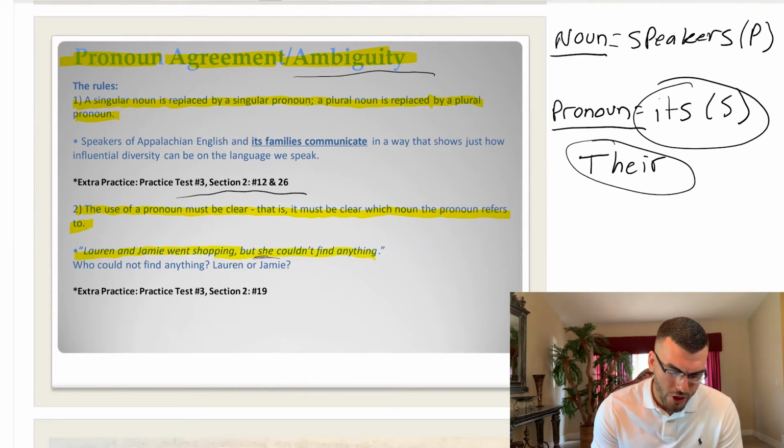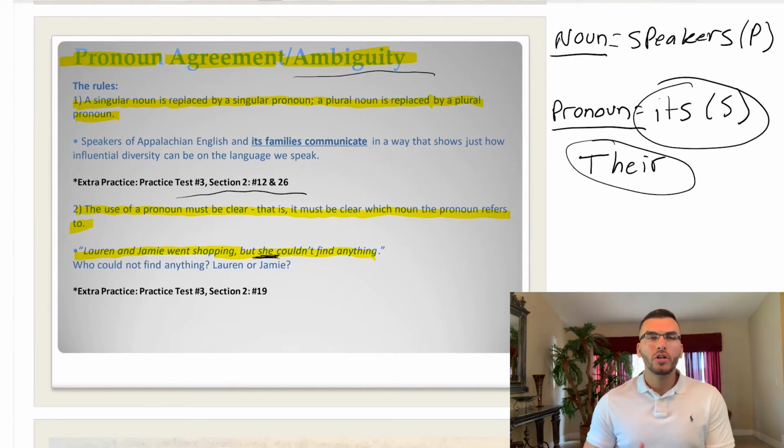Well, my pronoun is she, but who is she referring to? Lauren or Jamie? They both went shopping, but she couldn't find anything. She is a singular pronoun, and we have two people in question here. So it's not clear which noun, Lauren or Jamie, the pronoun is referring to. Is she referring to Lauren or Jamie? So it's ambiguous. It's not clear. It's not easily understood. I don't find these are too common, but you'll still come to a couple questions like this. So let's look at number 19 on practice test 3, section 2.